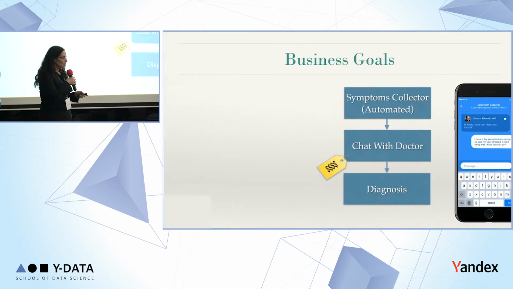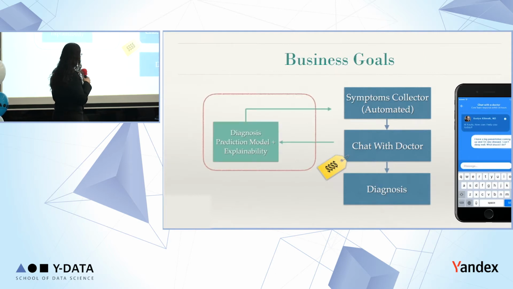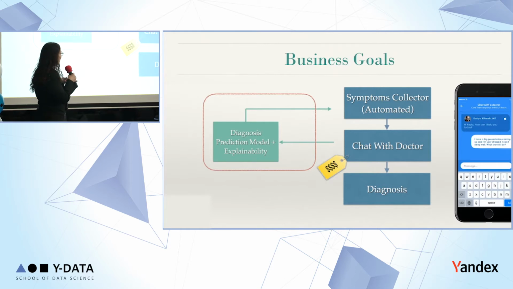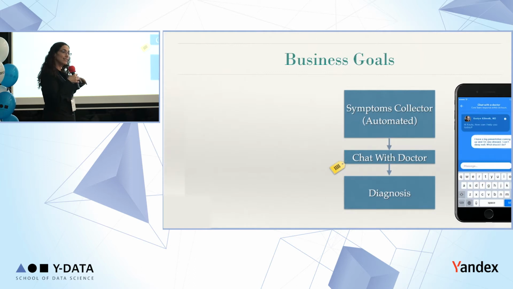Okay, so what is our business goal? As we saw, the flow of the application is there is a symptoms collector, which is automated, followed by a chat with a doctor. The chat with a doctor is obviously the more expensive resource. And the idea is how can we save doctor time? So what we did is analyze history of chats using a model that predicts the diagnoses, and then convert the results into insight of which symptoms and questions can be moved back into the symptoms collector, basically making it better and saving doctor time.